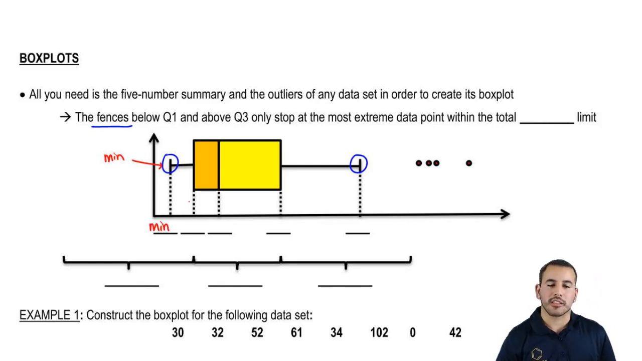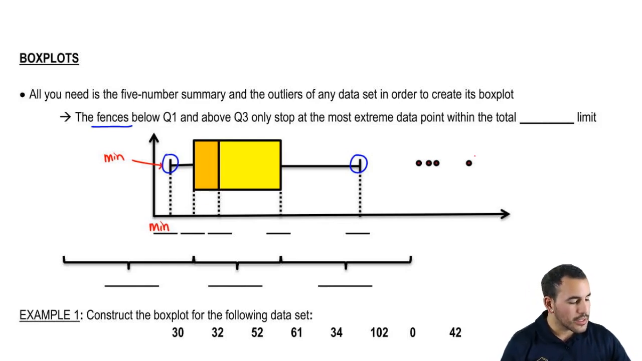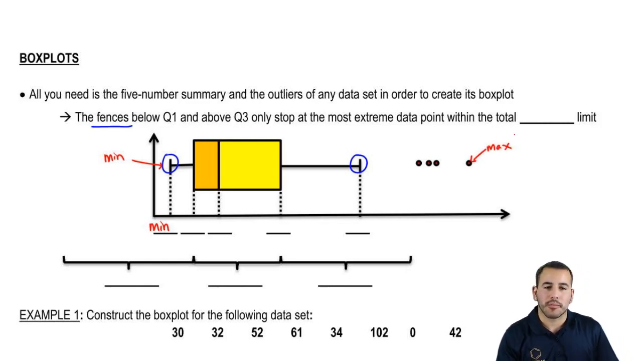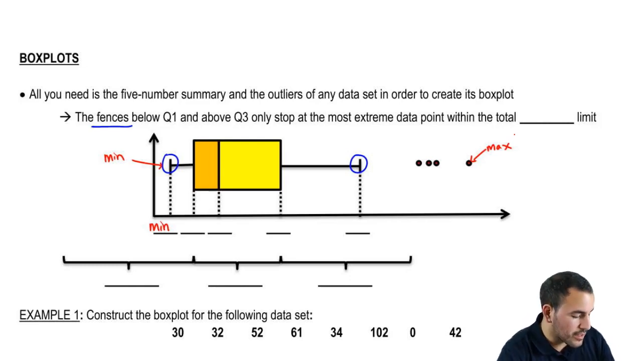Our maximum is actually the highest data point, right? So it's going to be this one. That's our maximum data point. But why isn't it part of the box plot, right? Why is it totally separate? Because, now let's fill in some of the rest of the data.